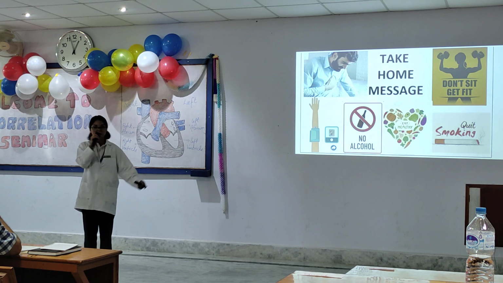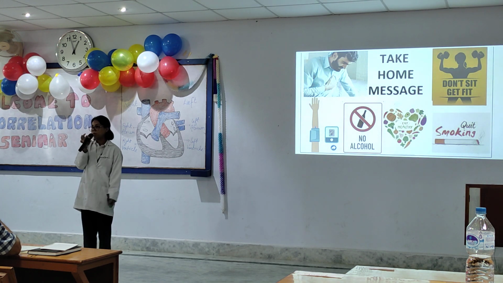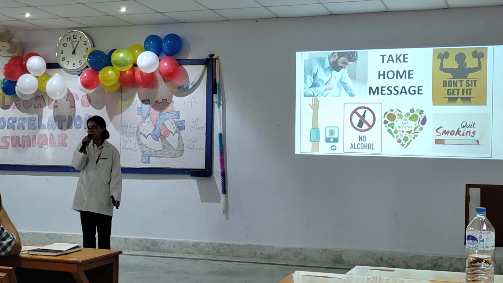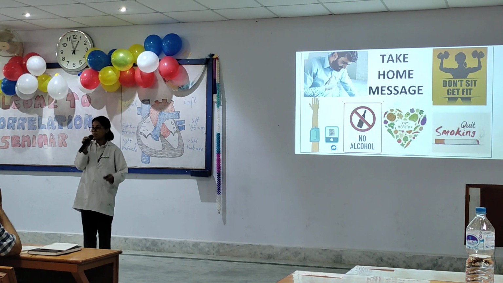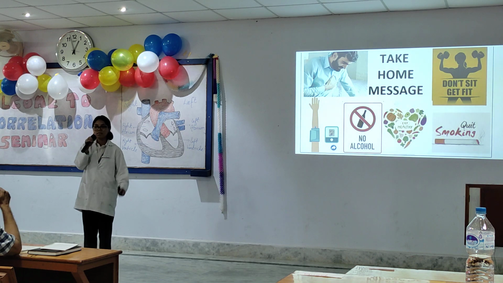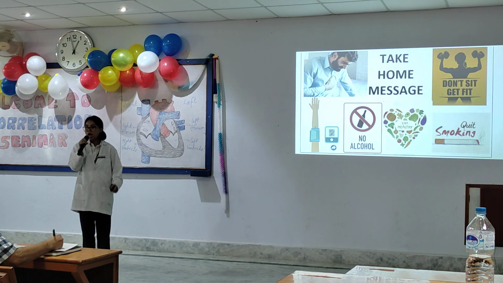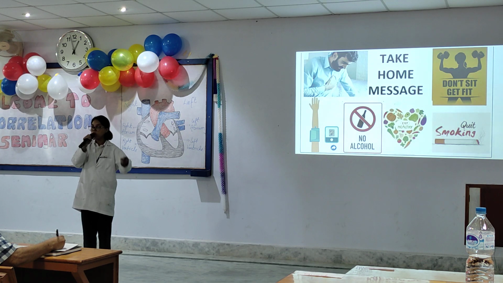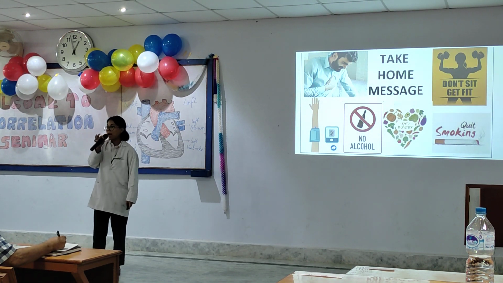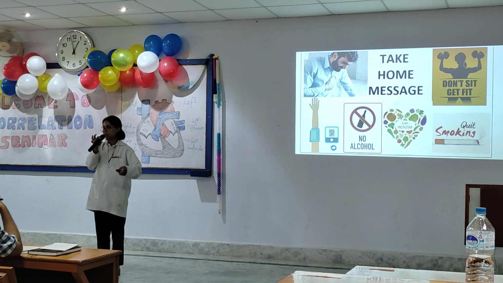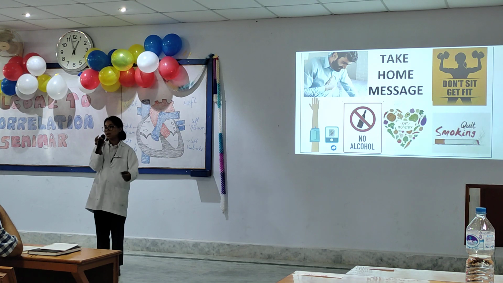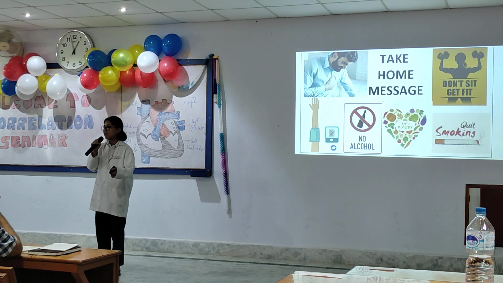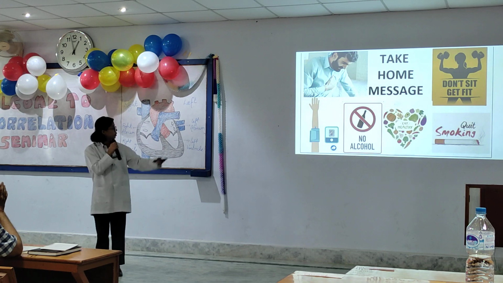Now let's go to the take-home message. As we know, not only older people, but nowadays every age group is at high risk of MI because of their lifestyle. For that, we know prevention is better than cure. So we have to maintain our diet by avoiding fatty food, avoid cigarette smoking and alcohol, and maintain our BP from time to time, and within 6 months we have to check our lipid profile.